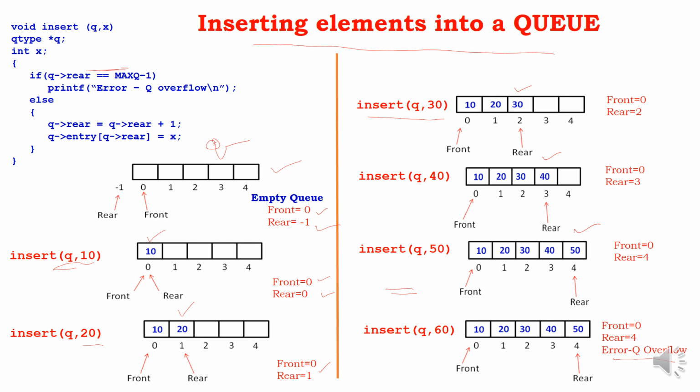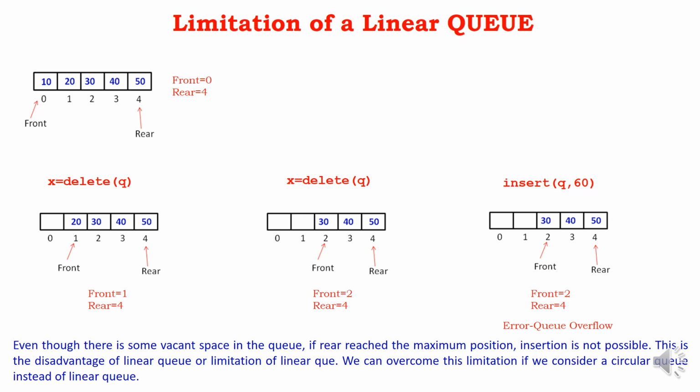5 minus 1 is 4. 4 is the last position of the last element, and rear is already pointing to 4. So an error message is displayed. Instead of increasing rear and placing a new value at the rear position, it displays an error message. So it is error queue overflow, because the queue is already full. The new element you are attempting to insert will overflow. So this is the queue full condition.